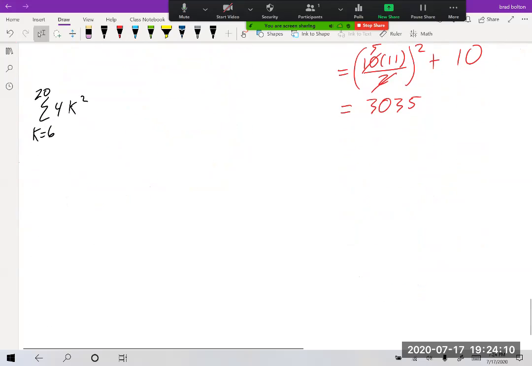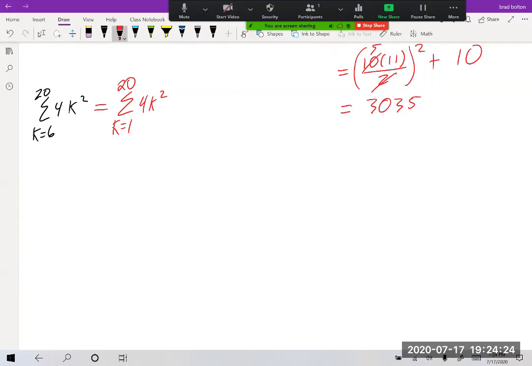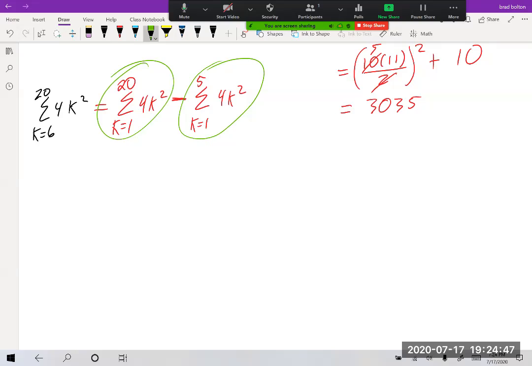how to use properties. This one's a little bit tougher because they want to know from 6 to 20. So what I need to do is write this series k equals 1 to 20 of 4k squared minus, now what I want to subtract off all the terms right before the 6. So I'm going to do k equals 1 to 5 of 4k squared. So I hope you guys see that all of these terms are the first 5 terms and I'm subtracting it off from that. So that will leave me with only the 6th term and up to 20, okay?